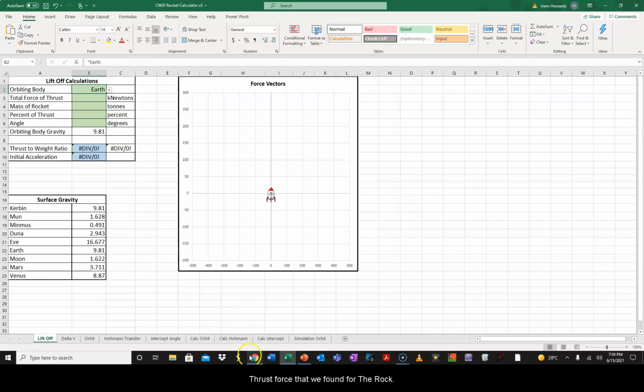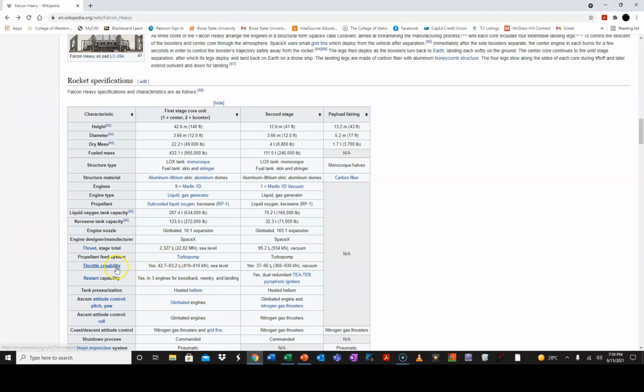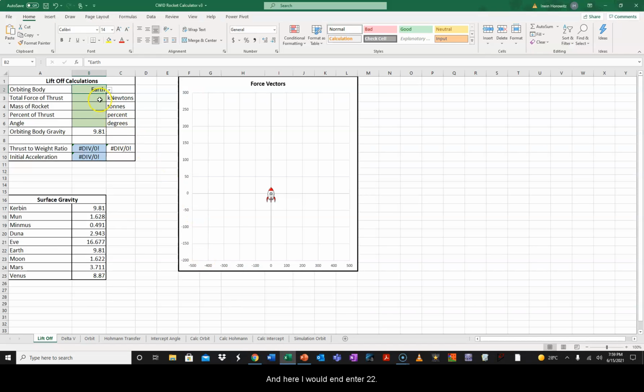The thrust force that we found for the rocket, again, the stage total thrust, is 22.82 meganewtons. All right. So in here, I would enter 22,820,000 newtons, or the units given here are kilonewtons, so 22,820. If you have trouble converting between megas and kilos and just straight up newtons, remember it's all based on factors of 1,000. So it's just a matter of moving the decimal point.